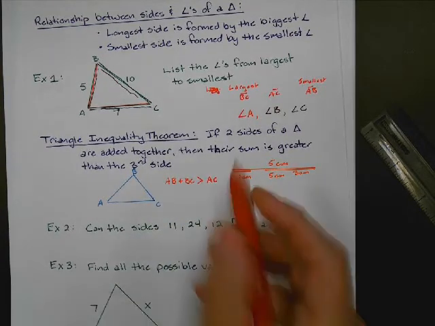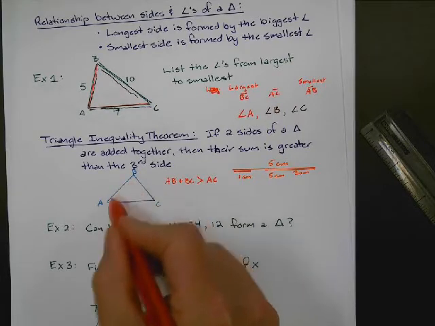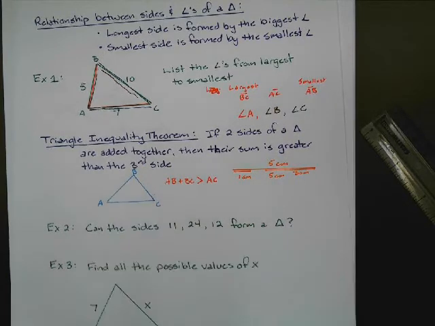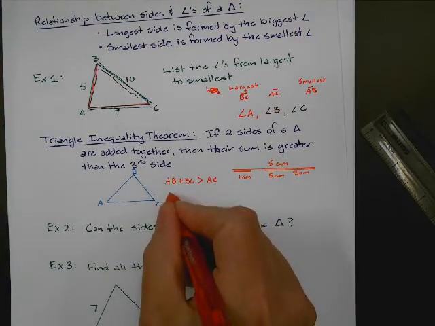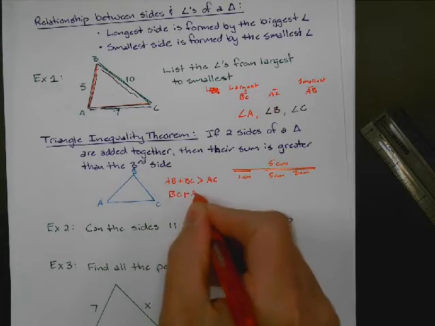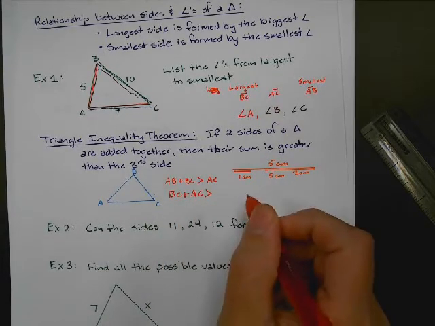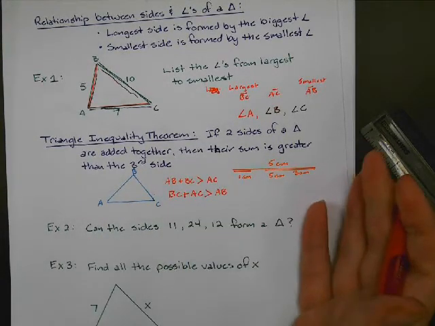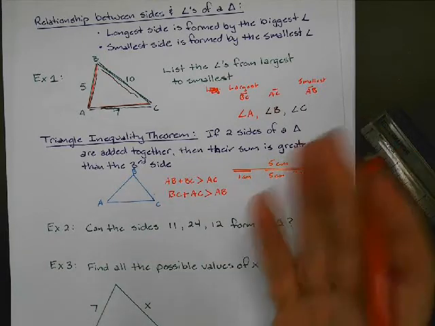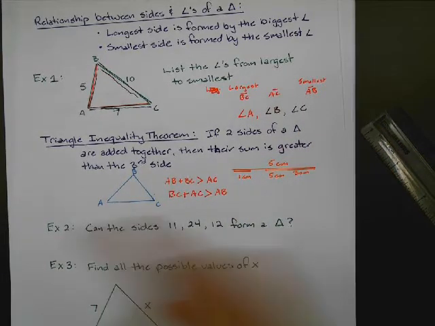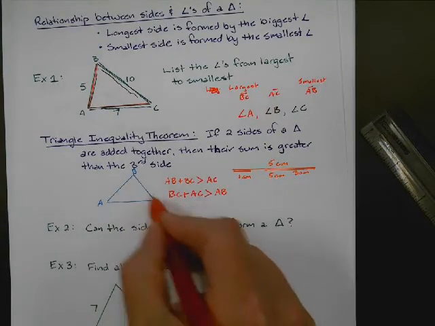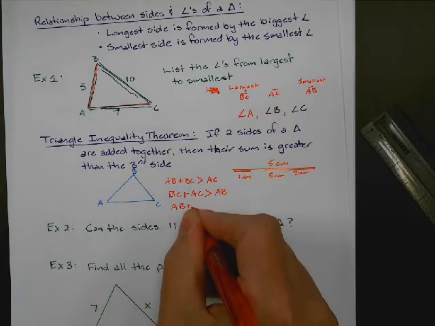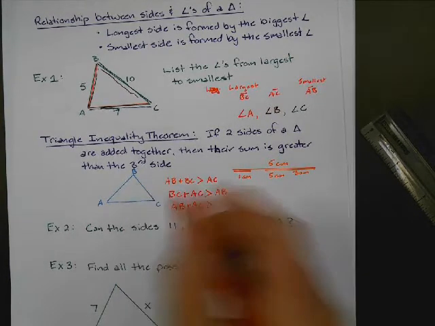Okay, what if I thought that AB was the biggest side? Well, if I thought this was the biggest side, then BC plus AC has to be bigger than that one. So I could say that BC plus AC would have to be bigger than AB, this third side. So any combination of two sides, when you have a triangle, is going to have to be bigger than the third side. Even if you thought, and you're crazy to think that this one's the biggest side, you would have to prove that AB plus AC was bigger than that one, BC.